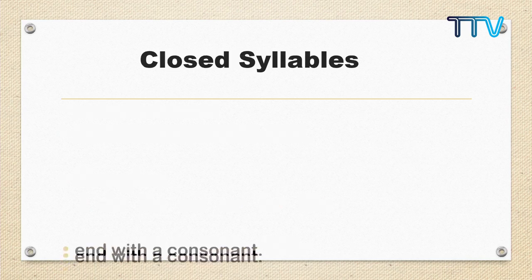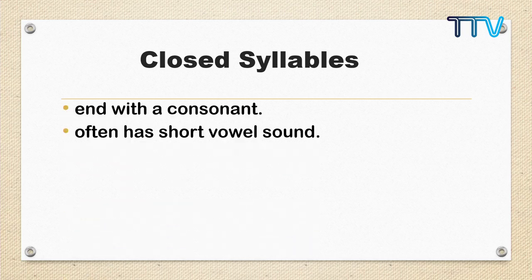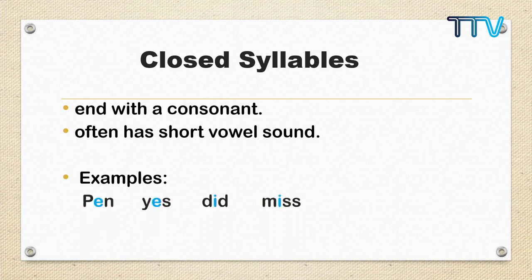Then closed syllables end with a consonant and have a short vowel sound. Yesterday I also gave a demonstration of how to identify long vowel sounds and short vowel sounds, if you remember. Pen, yes, did, miss are closed syllables with a short vowel sound, and also pencil, tablet, magnet.